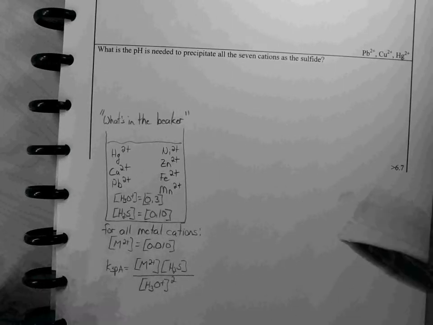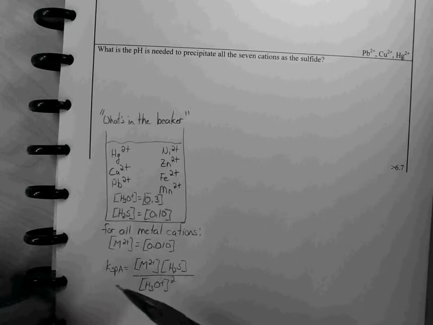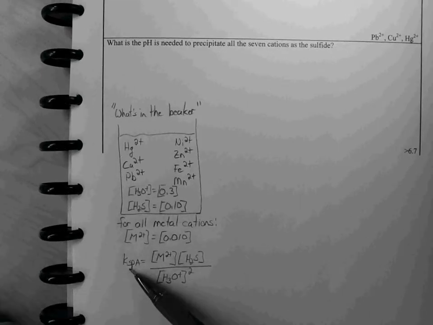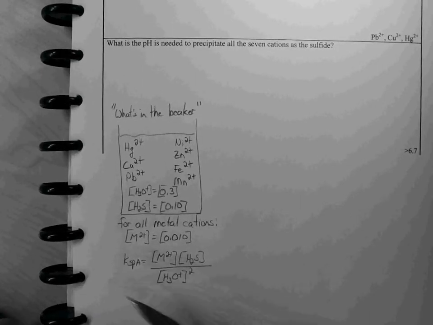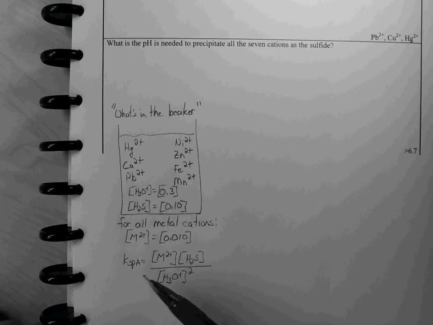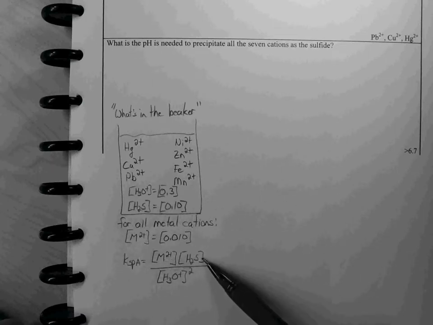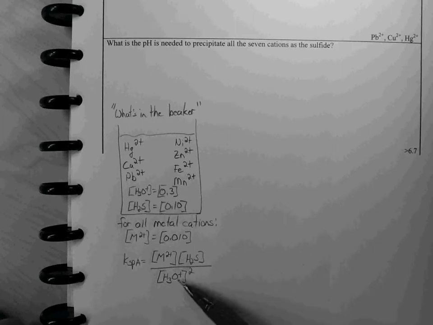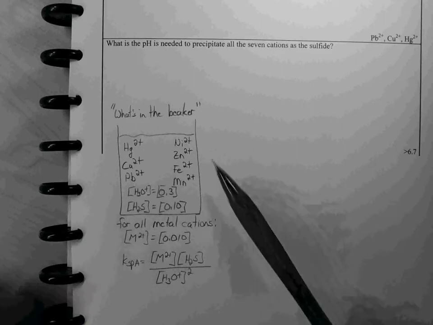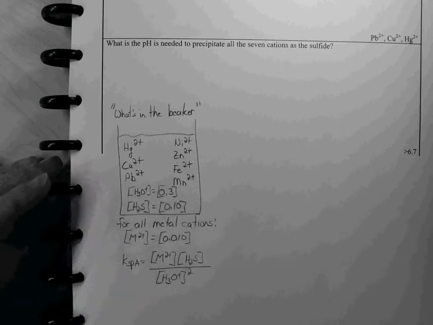And for such a situation, the equilibrium constant that's associated is the KSPA. This is a dependent equilibria of 3 different equilibria, and that's why we get the KSPA. It's going to be equal to the metal cation concentration times H2S divided by the H3O+ quantity squared. Alright, so all of this is in the beaker.